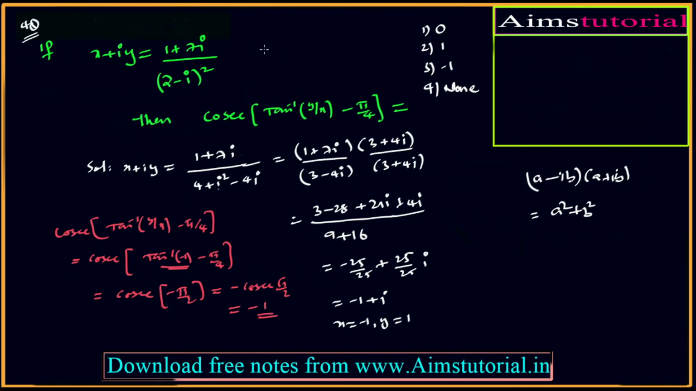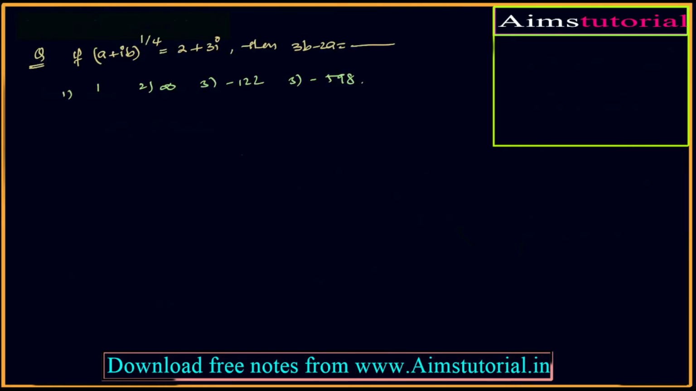Okay, this one also is a 2021 previous year question. Now the next question is from the 2021 TS previous year paper. If (a plus ib) whole power 4 equals 2 plus 3i, then find the value of 3b minus 2a.